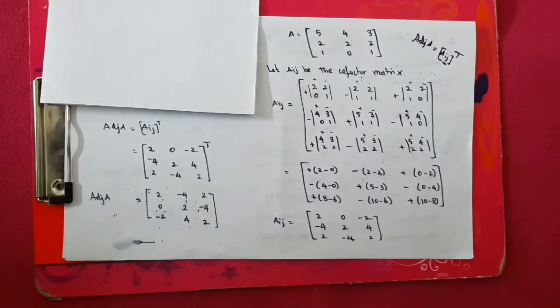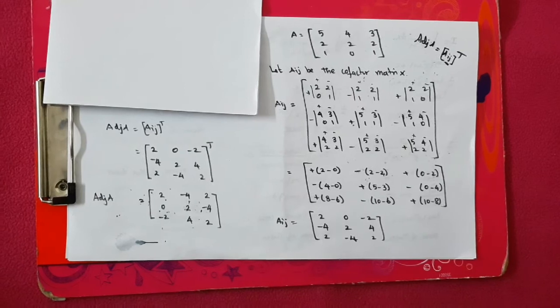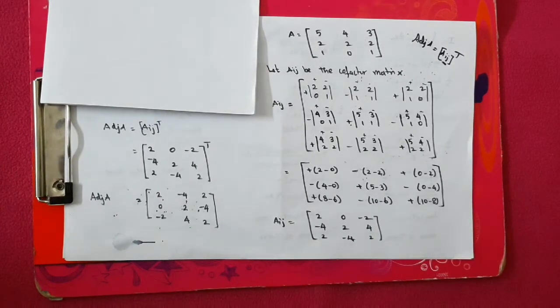Okay, so what is the idea behind this? To find the adjoint of a matrix, first you have to find the cofactor matrix, and for that we have to take the transpose so that we will get the adjoint of matrix A.